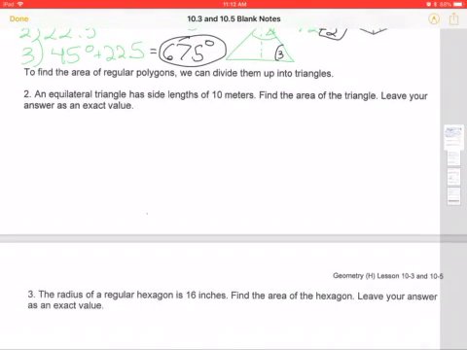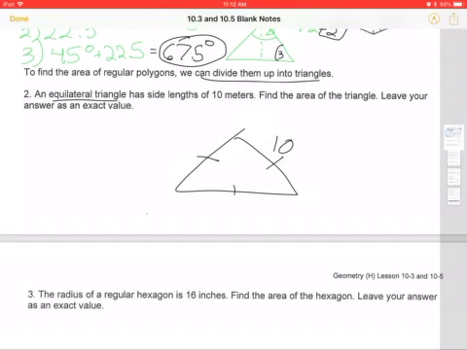But as we move forward, we can divide up these triangles if we want to get a hold of the area that we're looking for. So in this case, an equilateral triangle, where all of these sides are congruent, has side lengths of 10. Find the area of the triangle, leave your answer as an exact value.